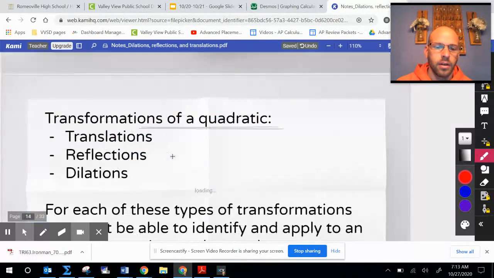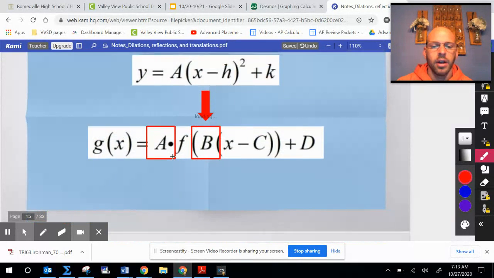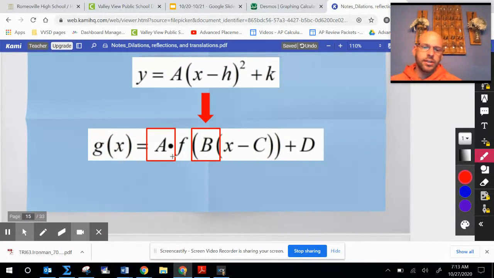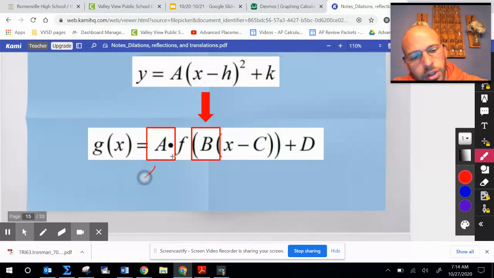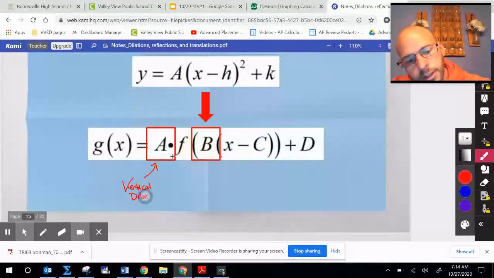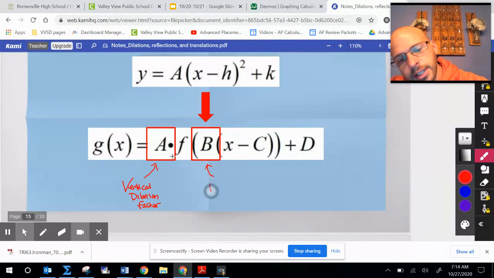Okay? All right, so let's talk about the new type of transformation that we have here. It's called a dilation. Dilations are when we have multipliers that are not negatives, right? So if I multiply it by 2, by 10, by a fraction or decimal, those have effects on our problems. So when you multiply on the outside, this is a vertical dilation factor. And when I multiply it by a value on the inside, that's going to be a horizontal dilation factor. Okay, so we're going to look at both one at a time.